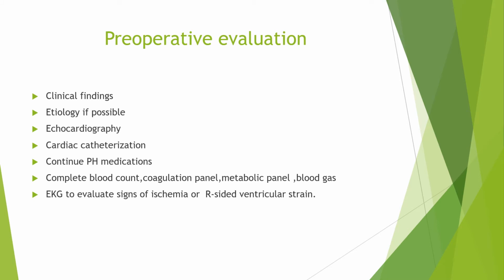Pre-op evaluation. These are the items of pre-op evaluation: clinical findings, etiology if possible, echocardiography, cardiac catheterization, continue the pulmonary hypertension medications, complete blood count, coagulation panel, metabolic panel, blood gas, and ECG for signs of ischemia or right-sided ventricular strain. We will see each of them quickly.